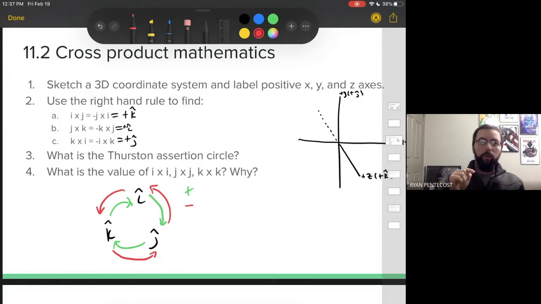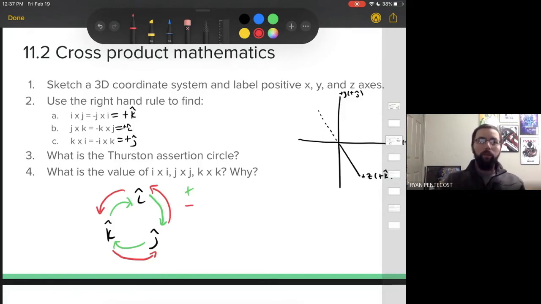If we do i cross k, you get negative j, right? Just like how k cross i is positive j, i cross k is negative j, k cross j is negative i, and j cross i is negative k.